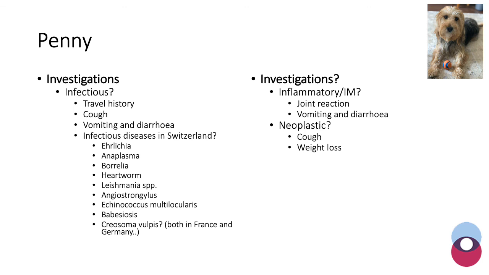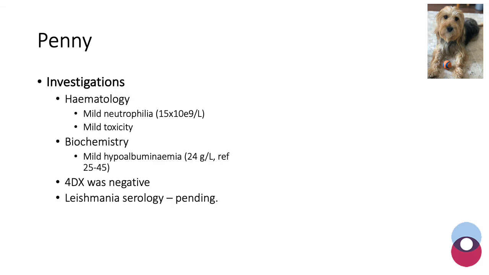For further investigations, we started with what we call tier 1, where we did hematology and biochemistry. We also did urinalysis, which was normal. The hematology revealed a mild neutrophilia with mild toxicity, and the biochemistry revealed a mild hyperalbuminemia, suspected to be a negative acute phase protein response from her having fever.